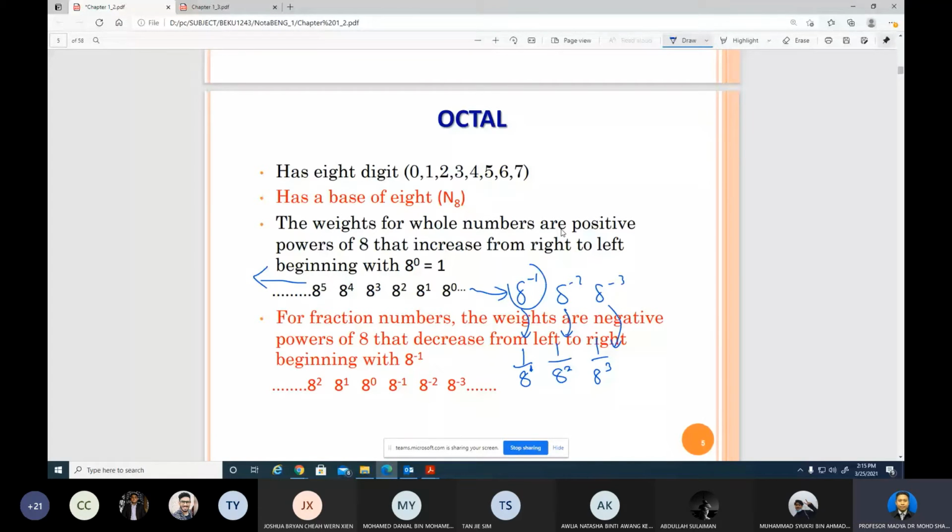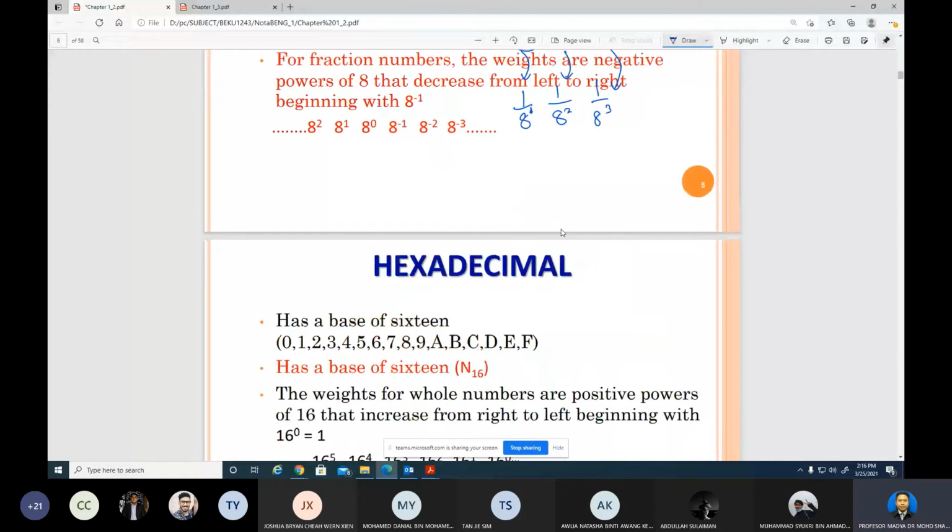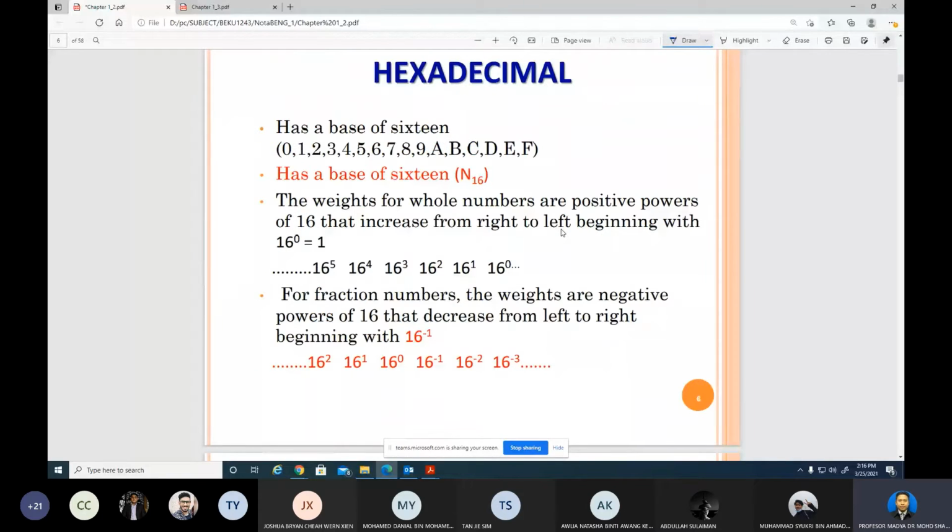Next is the hexadecimal. Hexadecimal is base 16. That means from 0 to 15. Then we convert into hexadecimal, where we use the letters A to F. After 9 we use A until F, then repeat again from 0. That is what we call base 16. So the sequence of hexadecimal is the same.